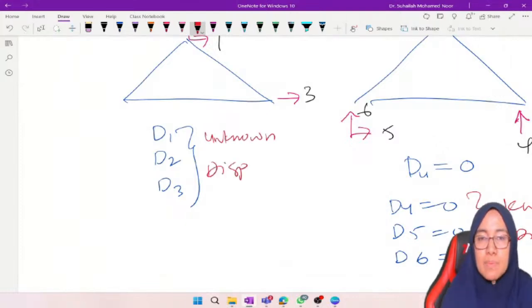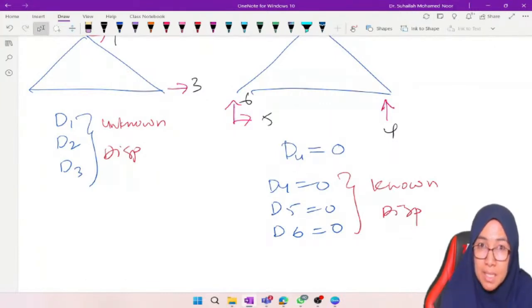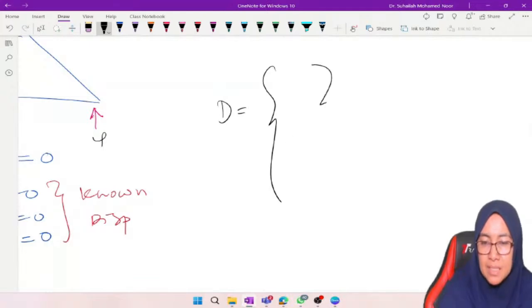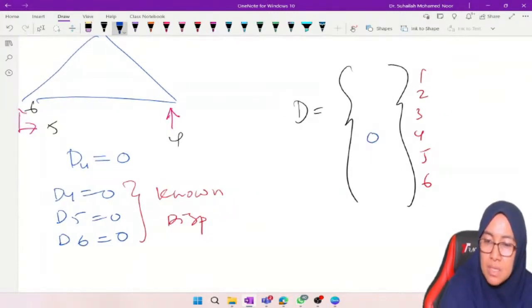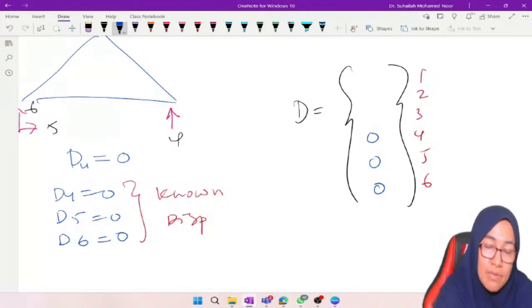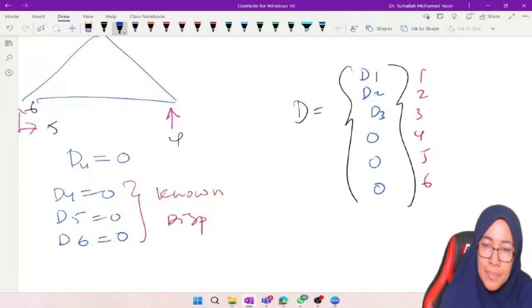If we want to write D1 until D6 in matrix form, we have 6 entries. 4, 5, 6 are 0, 0, 0, that is for the known values. 1 to 3 refer to unknowns, so we remain as symbols: D1, D2, D3. So this is how we write the nodal displacements. D1, D2, D3 are unknown displacements, and D4, D5, D6 are known displacements we get from the supports. The other way round is Q.